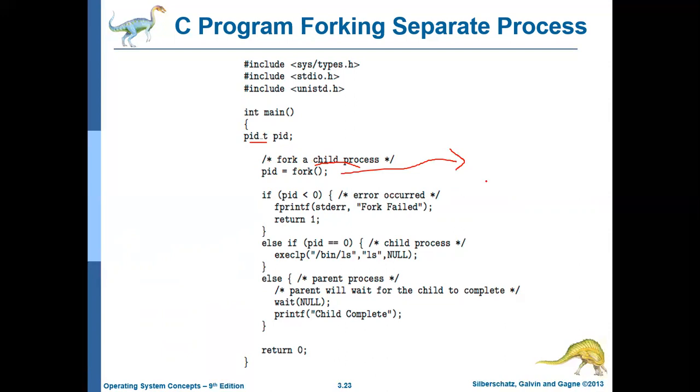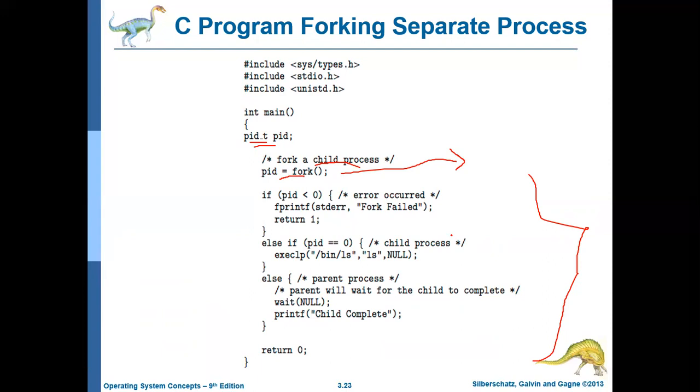And what will the child contain? It will contain all the statements that follow the fork statement. So the child will have all these statements. It will not have the pid = fork() statement, and also it will not have this. Other than this, it will have everything.